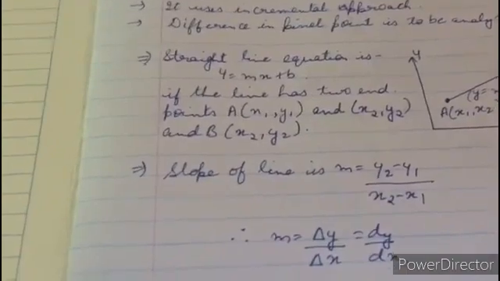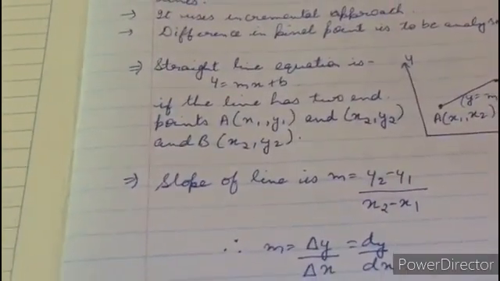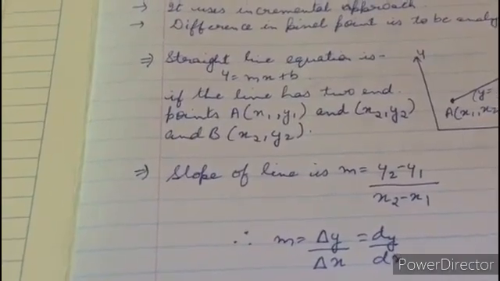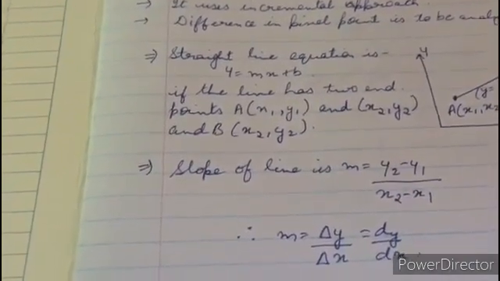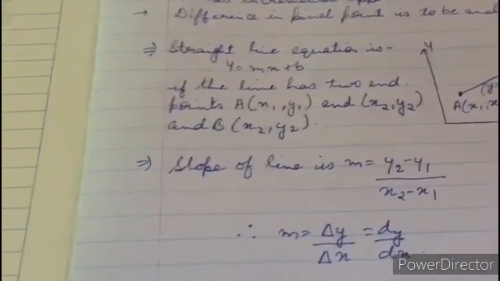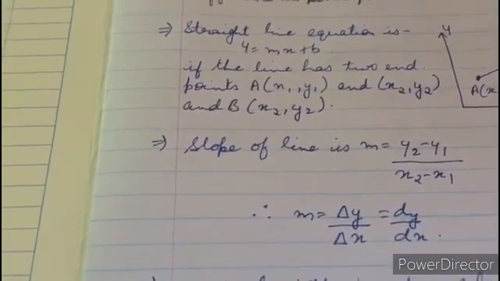So firstly, what is a line? The first concept is what the line is, because many of the students here are not aware of the maths background, and they are not aware about coordinate geometry. So firstly we are taking the concept of a line, that is, what is a line.